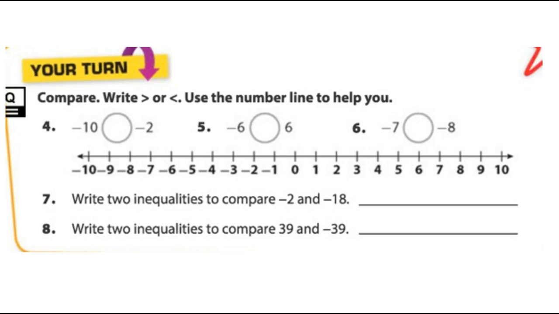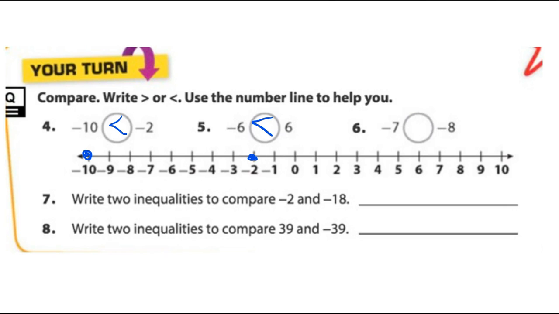Okay, number 4 says compare. Write greater than or less than. Use the number line to help you. Okay, -10 and -2. -10 is over here on my number line. -2 is right here. That means -10 is smaller. So we say -10 is less than -2. -6 and +6. Negative numbers are always smaller than positive numbers. It doesn't matter what the number is. So -6 is less than +6.